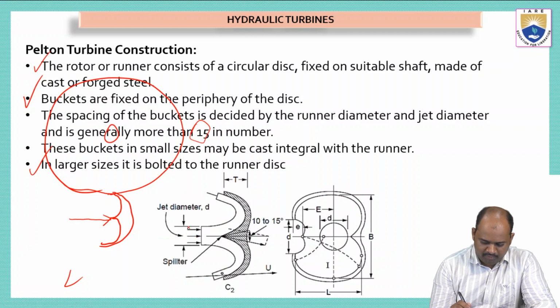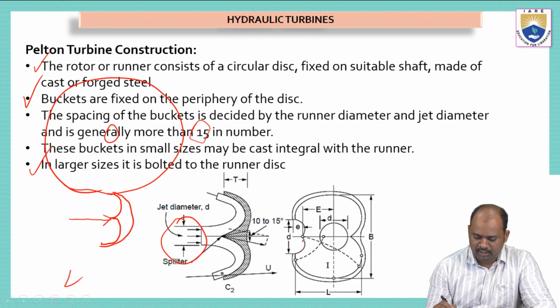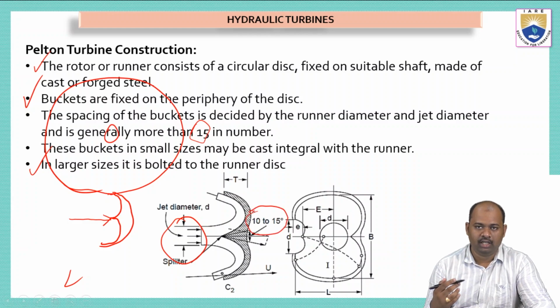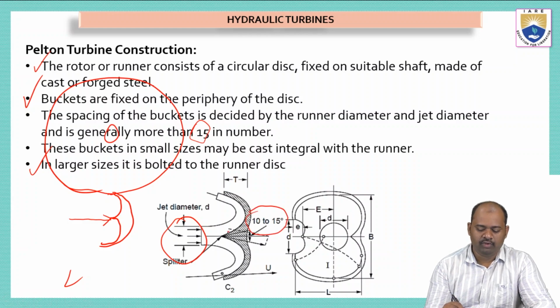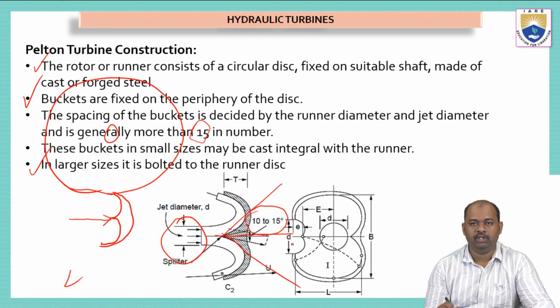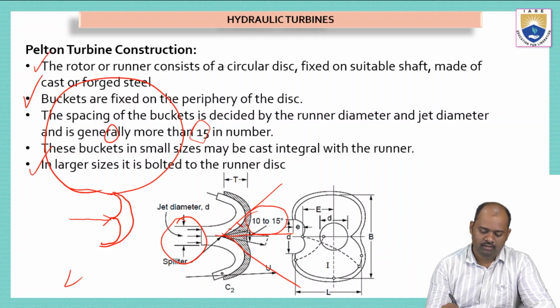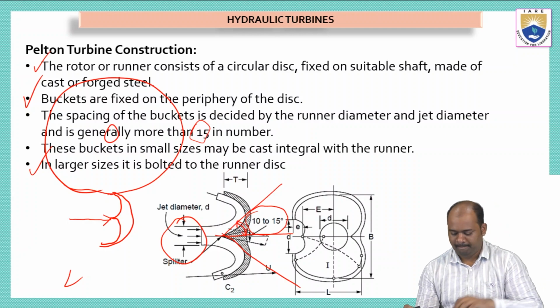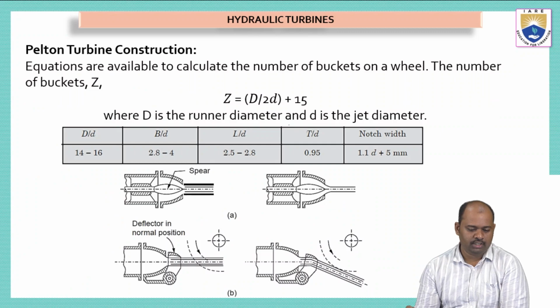Now we have some different formulas here. This is the jet diameter. This is the jet of water which is touching the bucket. So we have diameter small d, and we have a certain angle here, 10 to 15 degrees, that is done for each curvature. This angle is with respect to the horizontal, it will be 10 to 15 degrees. Okay, this is the angle. And then we'll go to the next slide.